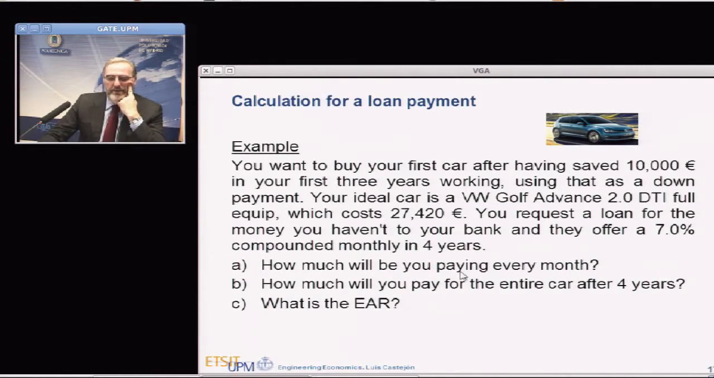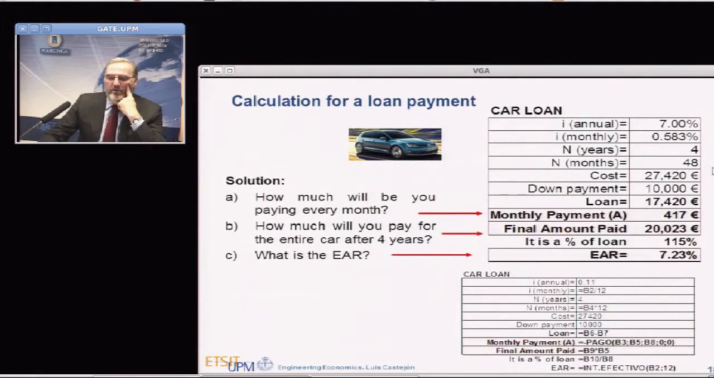So how much will you be paying every month? How much will you pay for the entire car after 4 years? What is the effective annual rate? So the problem can be solved with that simple Excel file. The first question, how much will I be paying every month?